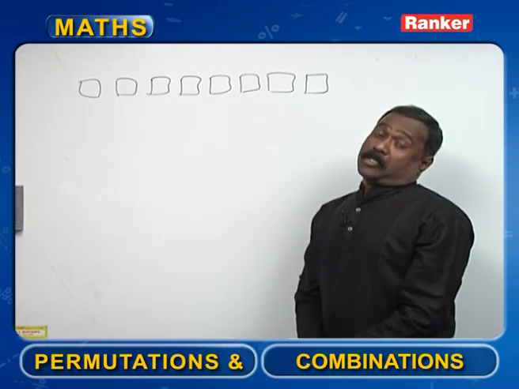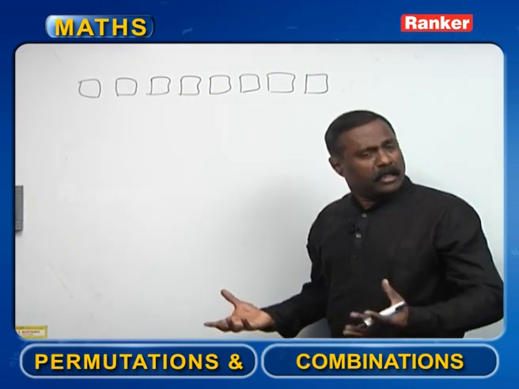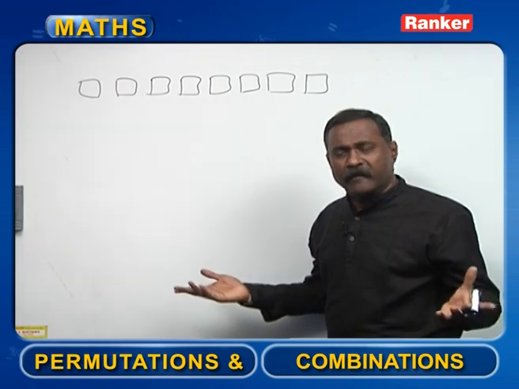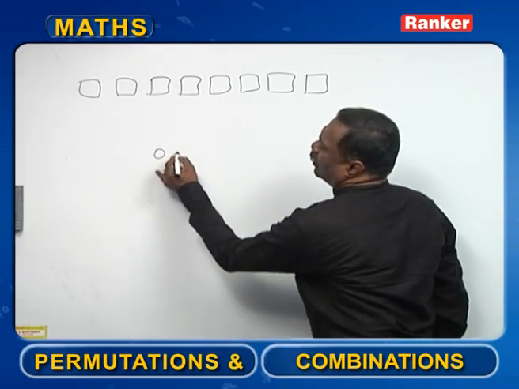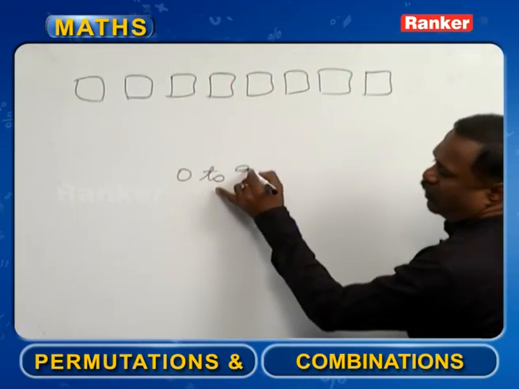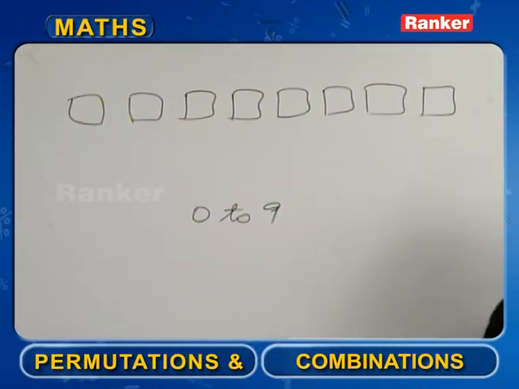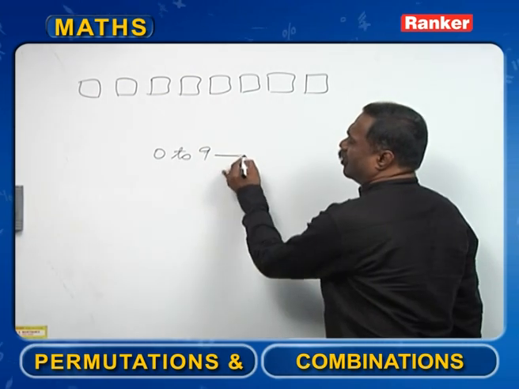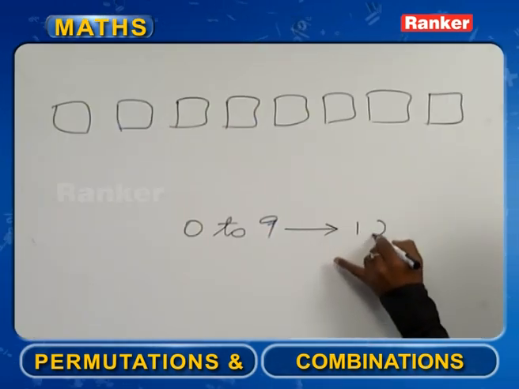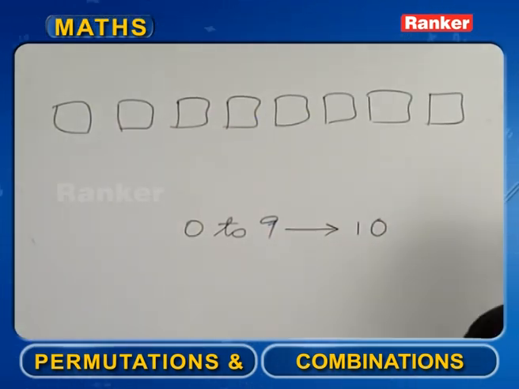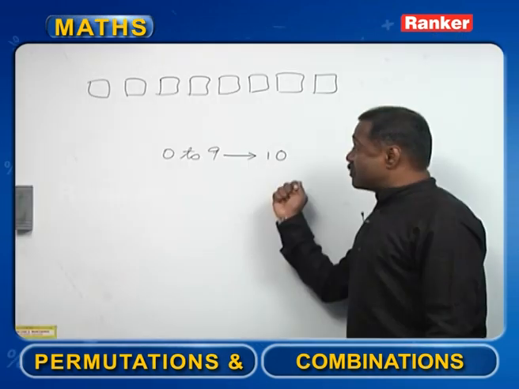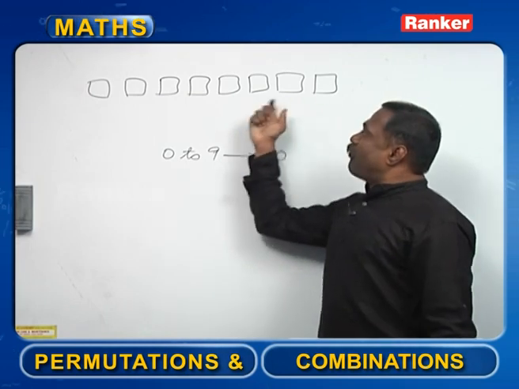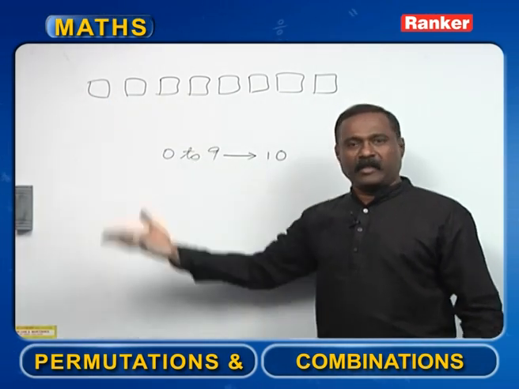So what are the digits we have in our hand? Nothing is mentioned in the question. So you have to take all the digits that we know. What are the digits we know? It is 0 to 9. How many are there from 0 to 9? 0, 1, 2, 3, 4, 5, 6, 7, 8, 9. There are 10 digits in our hand now. Now these 10 digits only are to be used to fill these places.